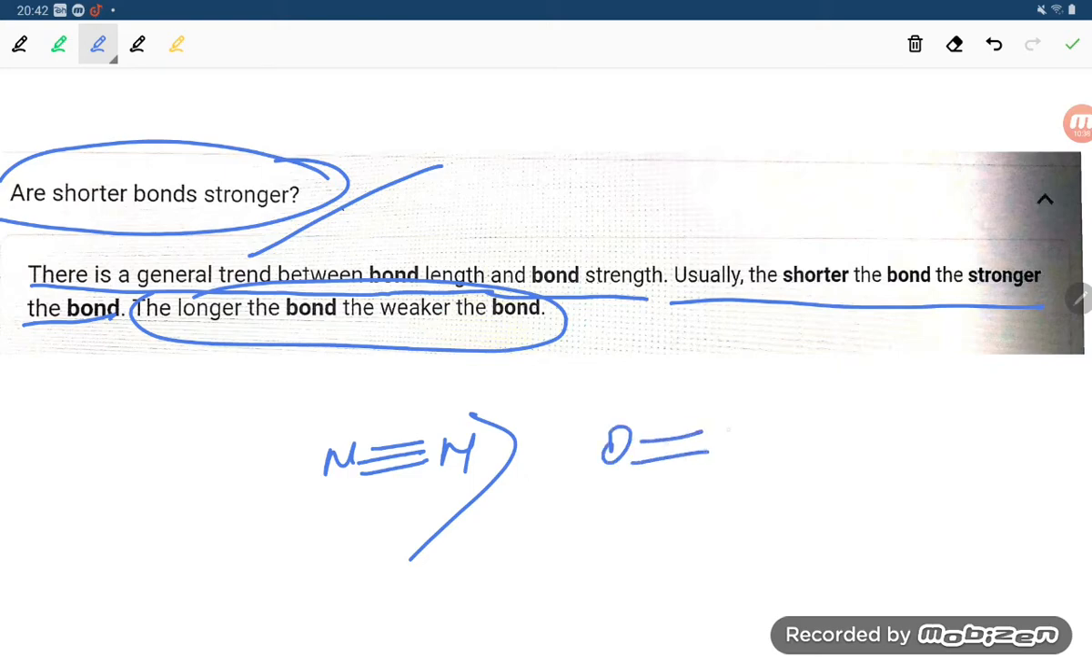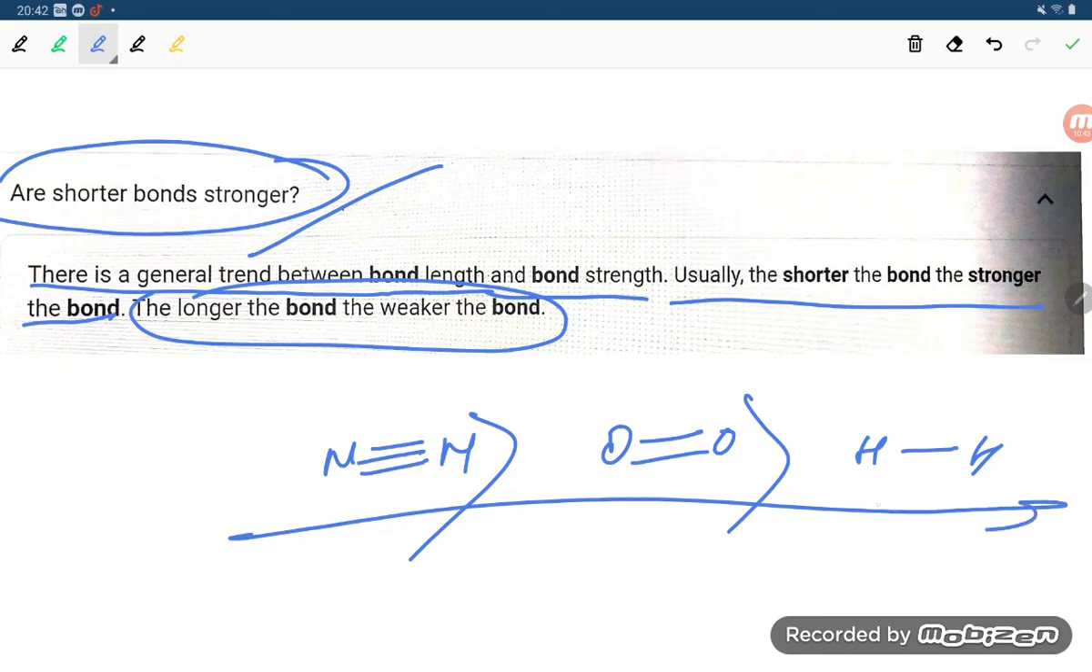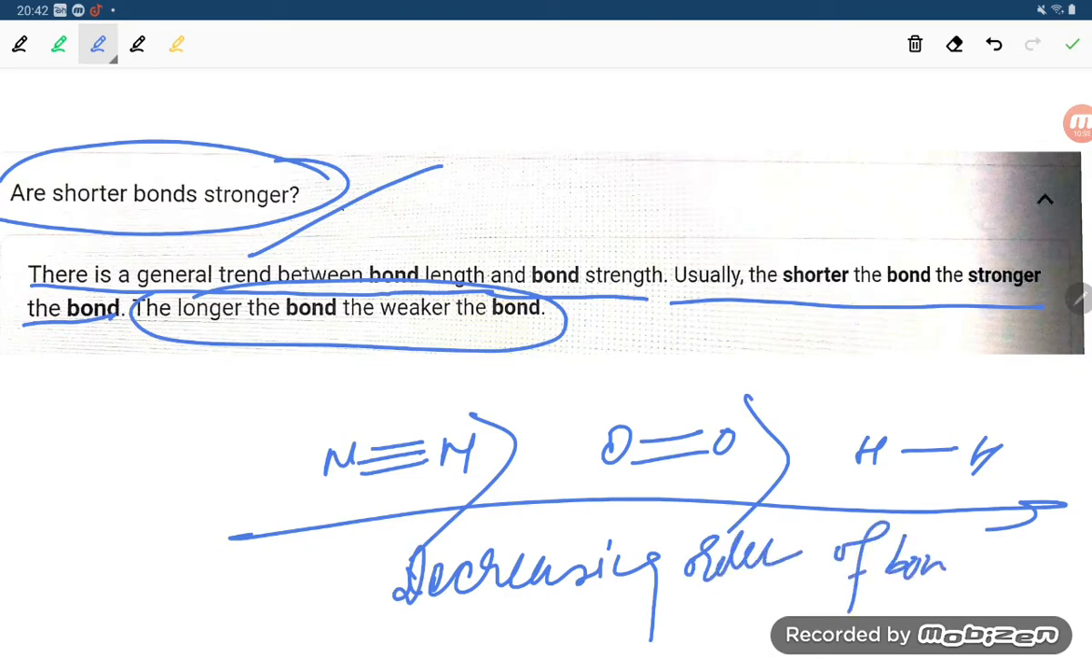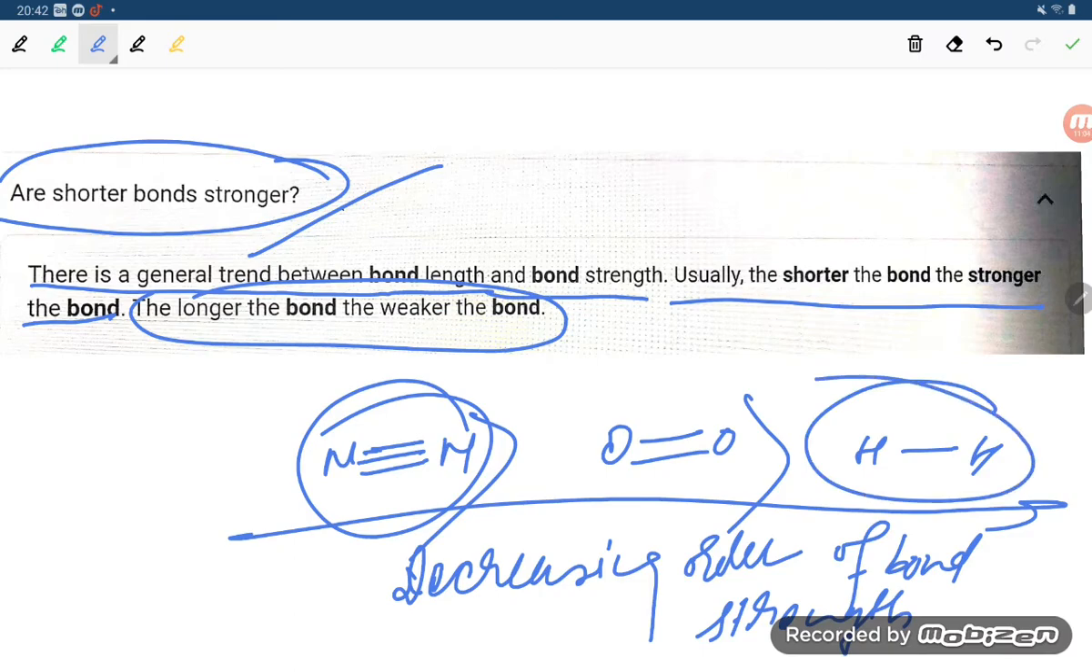Okay, then oxygen is there, then hydrogen. So you will find that this is the decreasing order of bond strength. What I mean to say is, students, the triple bond has more strength, more attraction, and is the smallest bond. So this is the shortest bond, and this is the longest bond.